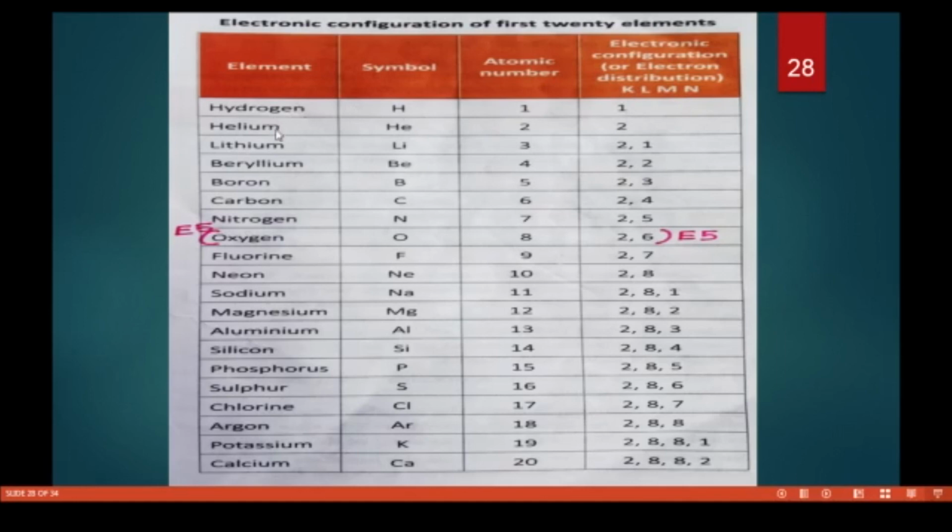Hydrogen 1 and helium 2, lithium atomic number 3. So first the K shell is filled with 2 electrons. After that, one electron will be filled in the L shell. Likewise, if you see these noble gases, they will be fully filled always. Helium 2, K shell fully filled, and then neon, K shell fully filled, L shell fully filled, 2, 8. Like that argon, 2, 8, 8, it will be fully filled.